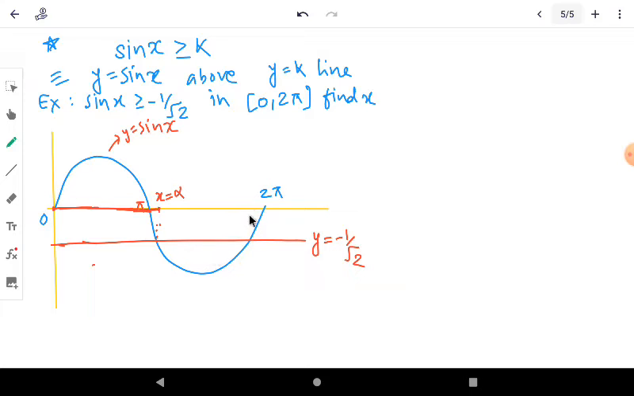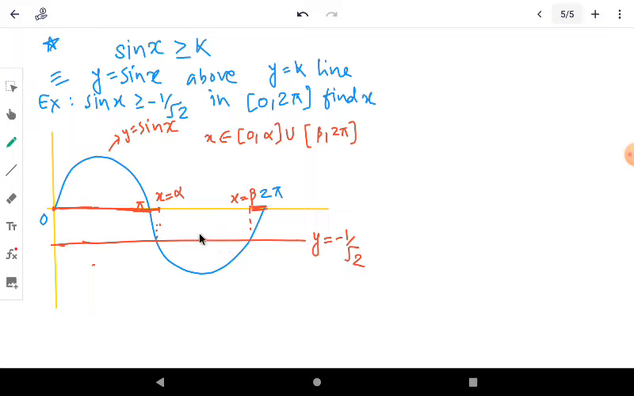And similarly here also, let's say this is x equals beta. So the answer is clearly x belongs to what? 0 to alpha union beta to 2 pi. Now the question arises, what is alpha?